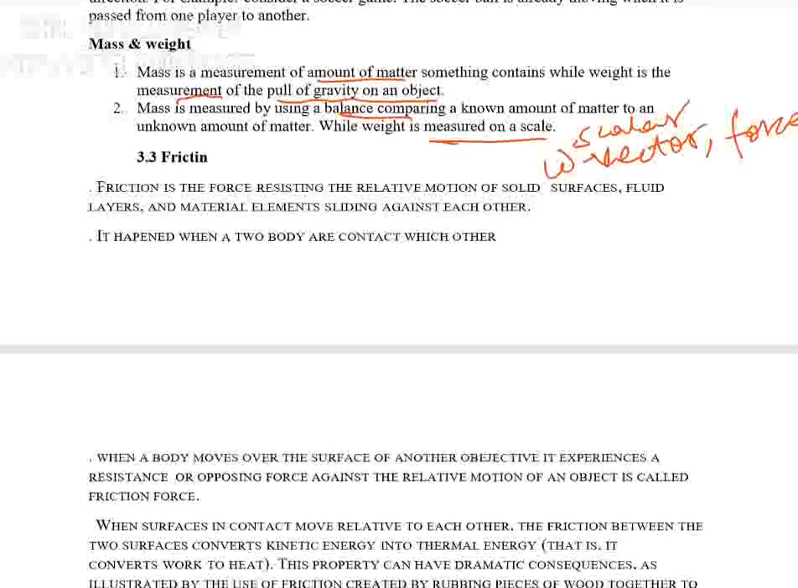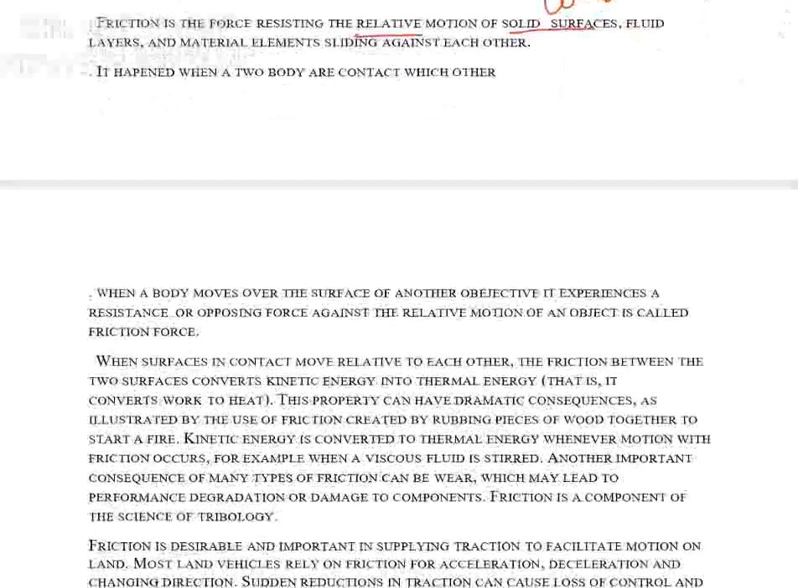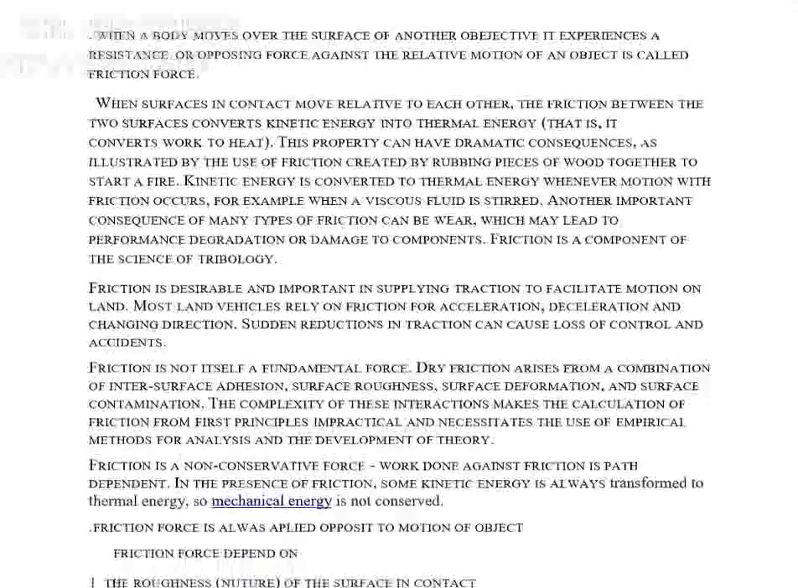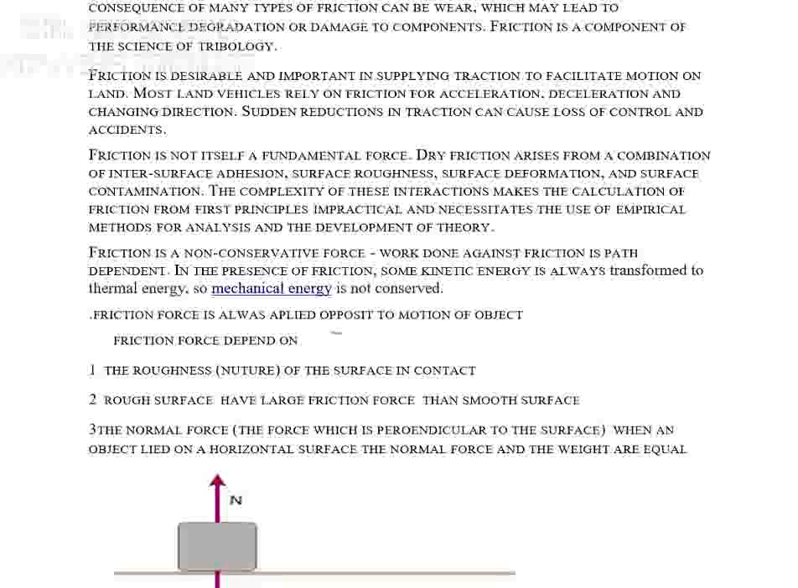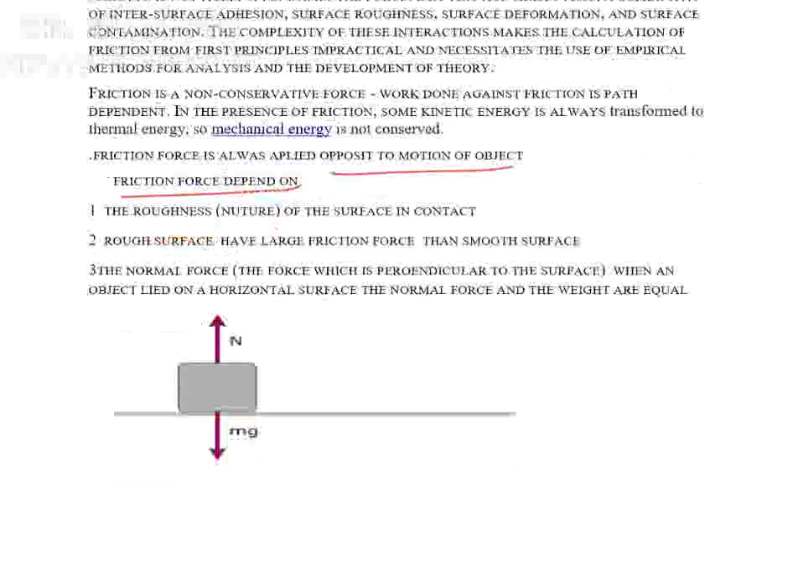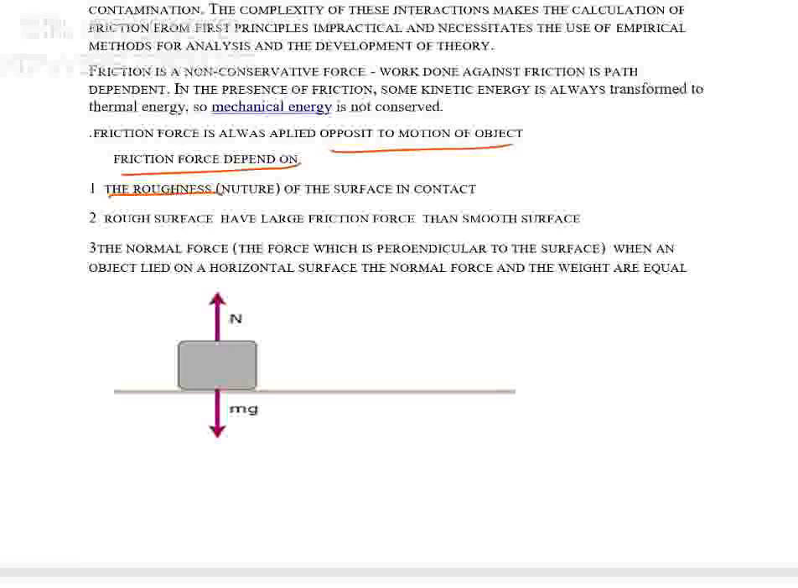The other thing is frictional force. Friction is a force resisting the relative motion of solid surfaces, fluid layers and materials, and so on. This frictional force always acts in the opposite direction to the motion of the object. Frictional force always depends on two things. The first one is the roughness of the surfaces in contact. For example, this surface and this object are in contact at this position. The roughness of the contact determines the frictional force. If the contact is more rough, the frictional force is high. If the contact is less rough, the frictional force is small.